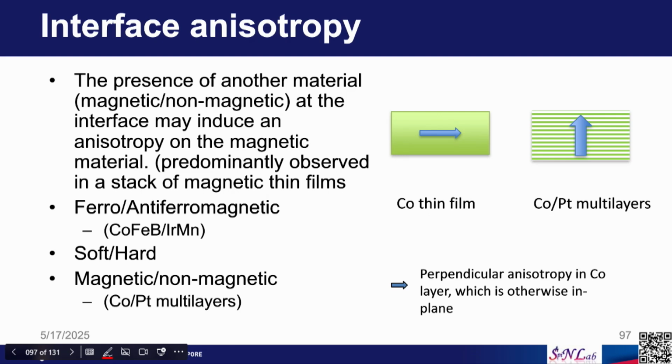Okay, now we move to the third one, interface anisotropy. I told you, for example, if you make a thin film of cobalt, as such the thin film does not have much anisotropy, and because of that the magnetization is always going to be parallel to the film plane. Let us say this is a substrate, on top of this we are depositing a cobalt film. So, the magnetization will lie parallel to the plane of the film, the substrate. So, this is the normal case.